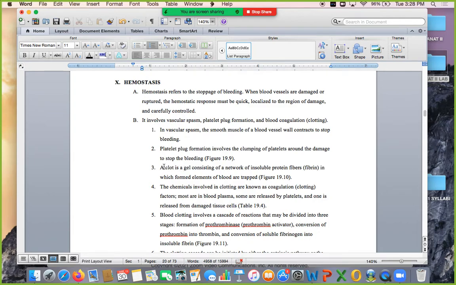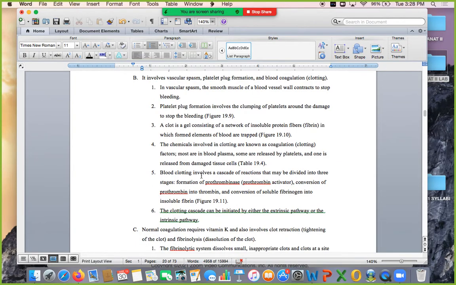At this point, the clot is going to be a gel-like, insoluble fiber mesh where the formed elements of blood are trapped, and then it's going to tighten down in a process called coagulation or clotting. We have specialty clotting factors that are found in your blood plasma, but also released by platelets that might be caught in this plug, and also from the damaged tissue cells. The combination of all of these together causes the clotting or coagulation response, which is a long cascade of reactions that's divided into separate stages.